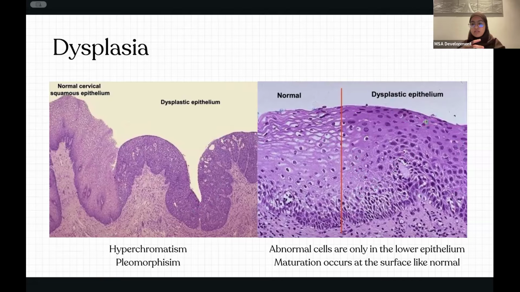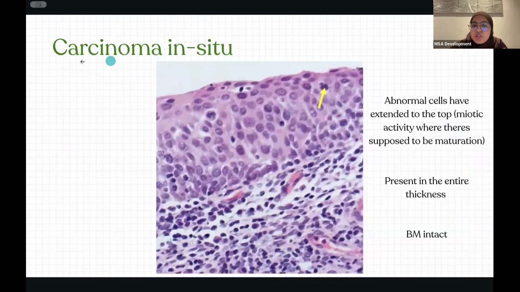How do we know that this is dysplastic? Because when we look at the top, the cells mature at the top and they look normal here. But when we look at the bottom, you can see pleomorphism and hyperchromatism, so that isn't normal. But you could see here that is normal. Now, carcinoma in situ is very, very important. It was in a lot of your past papers.